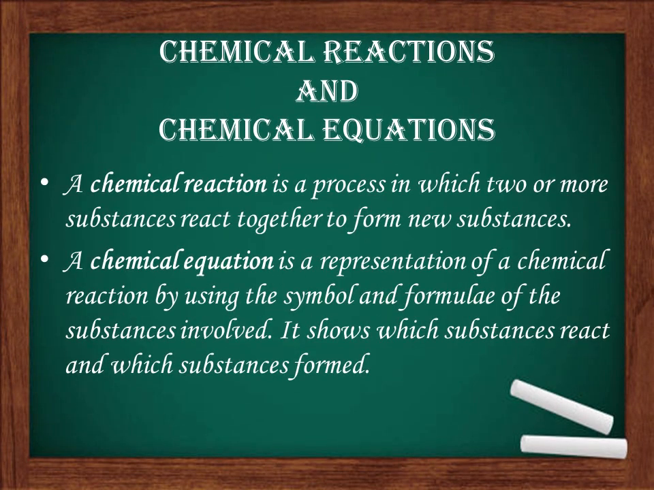Chemical reactions and chemical equations. A chemical reaction is a process in which two or more substances react together to form new substances. A chemical equation is a representation of a chemical reaction using the symbols and formulae of the substances involved. It shows which substances react and which substances are formed.